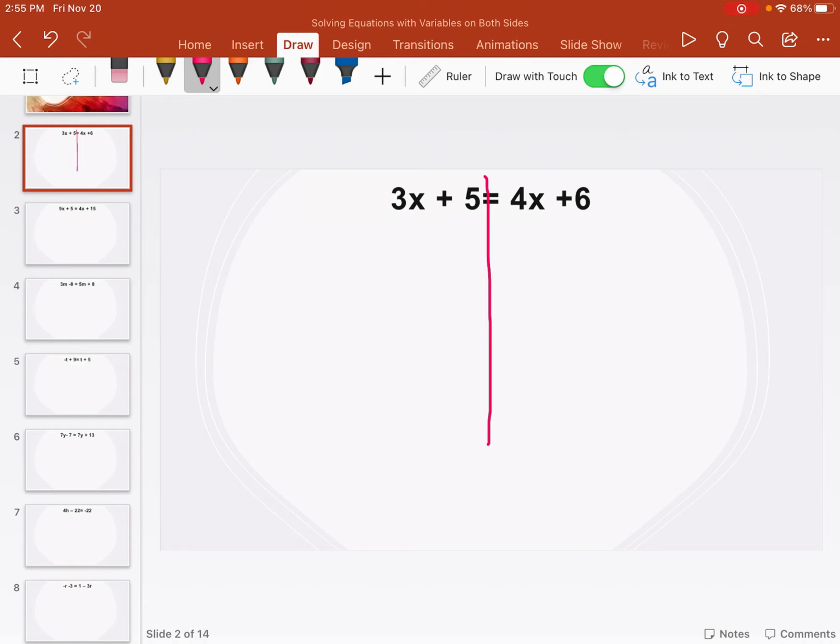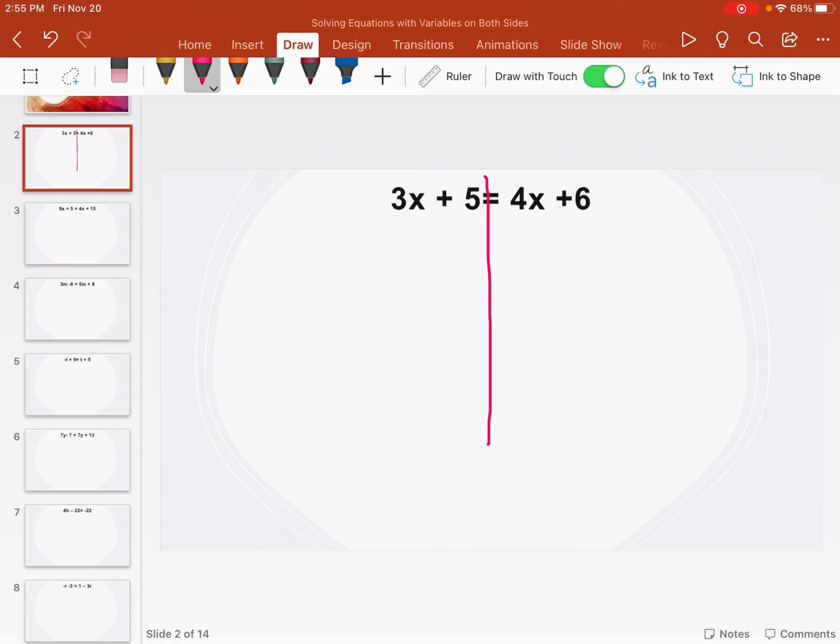And my suggestion to you would be to always move the variable that has the smaller coefficient. It doesn't really matter, but that usually keeps you from having to do too many negative numbers, and that's just one less thing for you to worry about, all those integer rules. So here, 3x is less than 4x, so I'm going to move that.